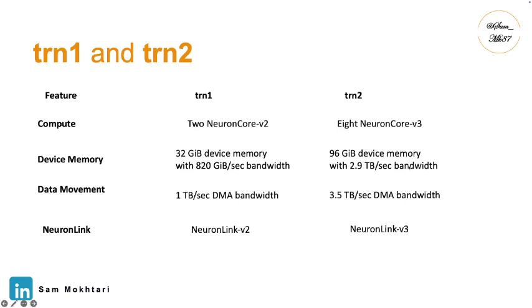The bandwidth for Trainium 2 is 2.9 terabytes per second, compared to 820 gigabytes per second for TRN1. In terms of data movement, there is 3.5 terabytes per second of DMA bandwidth for TRN2, compared to 1 terabyte per second for TRN1. Also, as I mentioned, in terms of the connection link, TRN1 is supported by Neuron Link version 2, while TRN2 is supported by Neuron Link version 3.